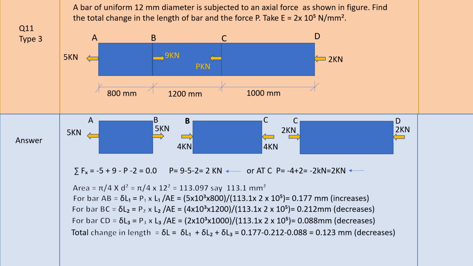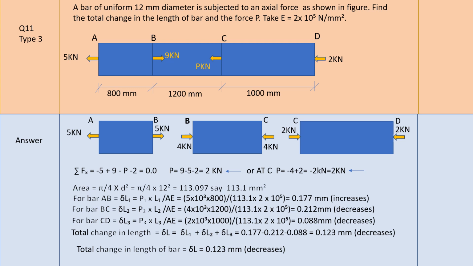So if I am writing in the bracket decreases, I need not show the minus sign. So I'm not showing the minus sign, I'm writing 0.123 mm decreases. And it is always better that you very clearly write in the bracket whether the length is decreasing or increasing. So the final answer, the total change in length of bar delta L is equal to 0.123 mm decreases. Let us come to next problem.